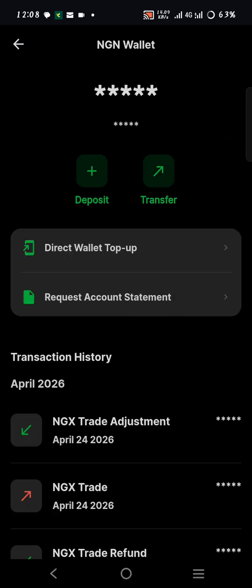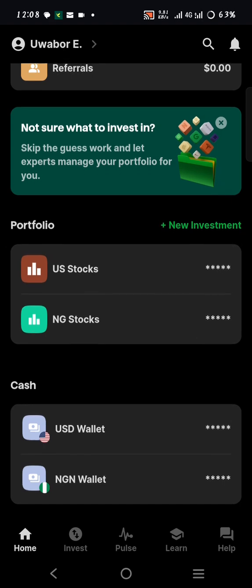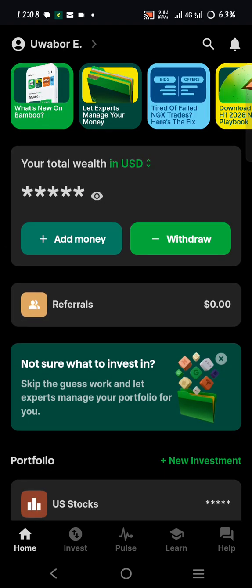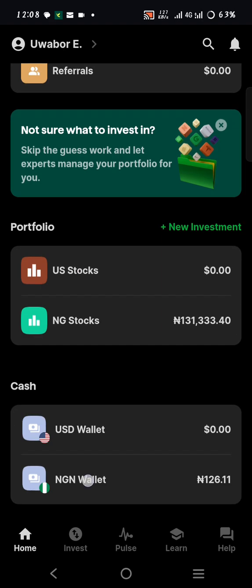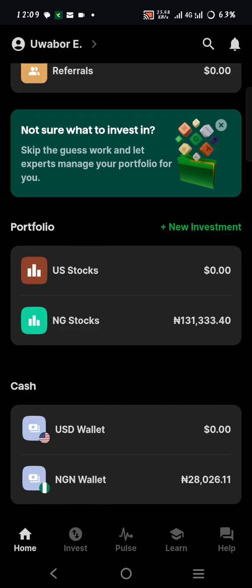If you look at it here, the money has been added to my account, but how do we check? Let's come to our NG wallet. You can see the money is there. So in my wallet I have 20,026 naira in this section of the account. Since I intend to buy some US stock, let's go to the US market.